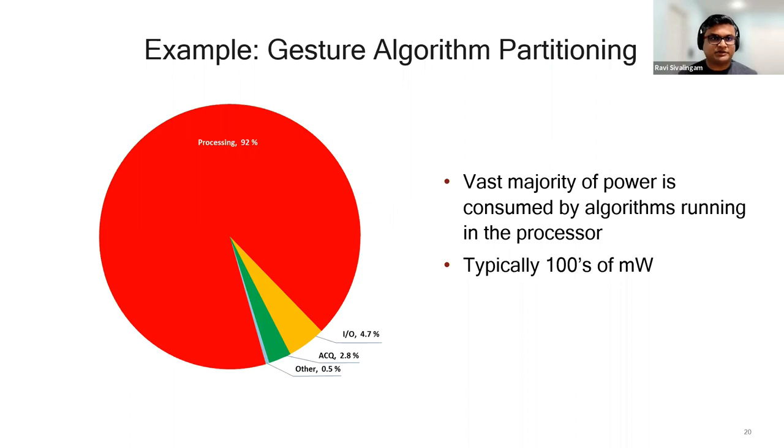As a typical example for gesture recognition, the processing takes over 90% of the power consumption compared to acquisition and I/O power. And the total sum of this pie chart here is about hundreds of milliwatts.